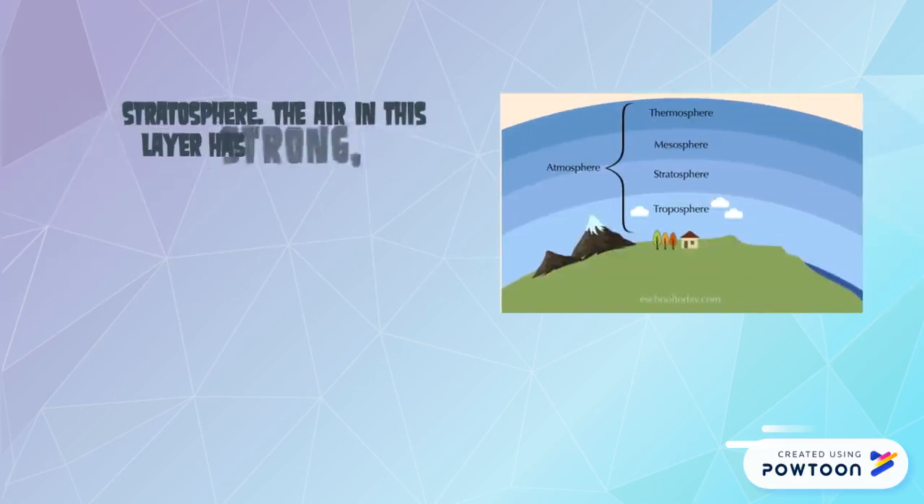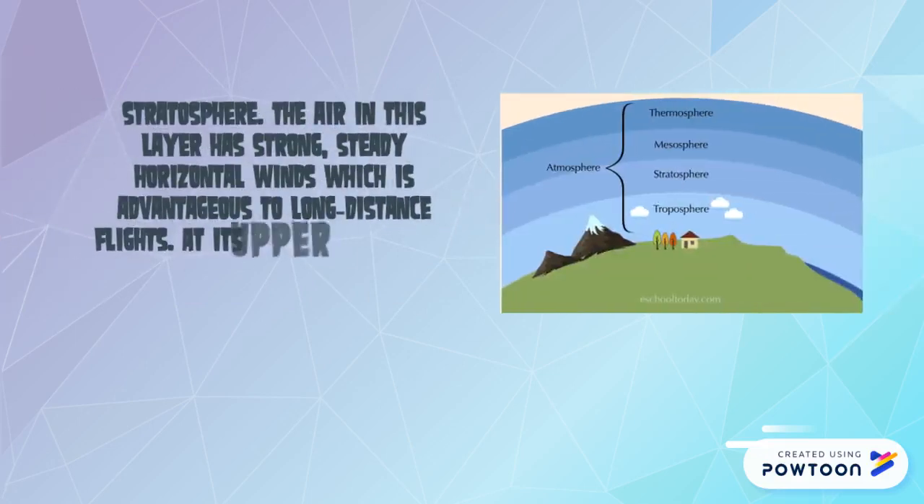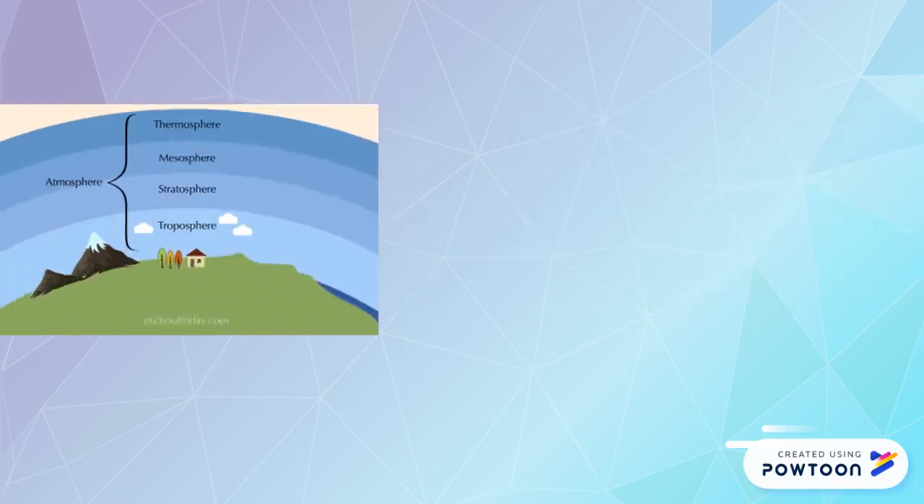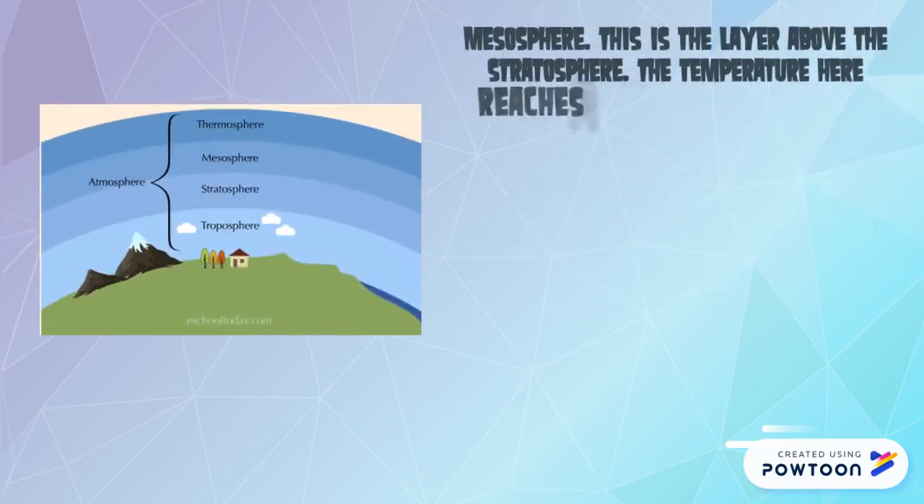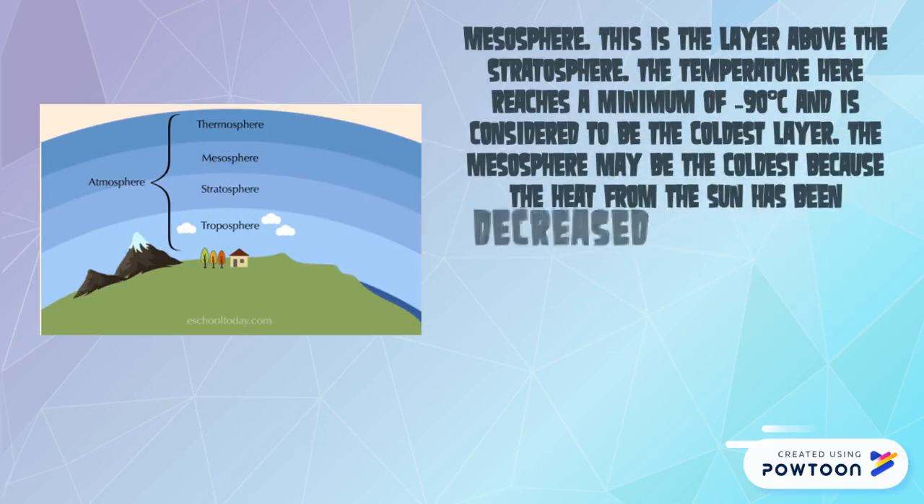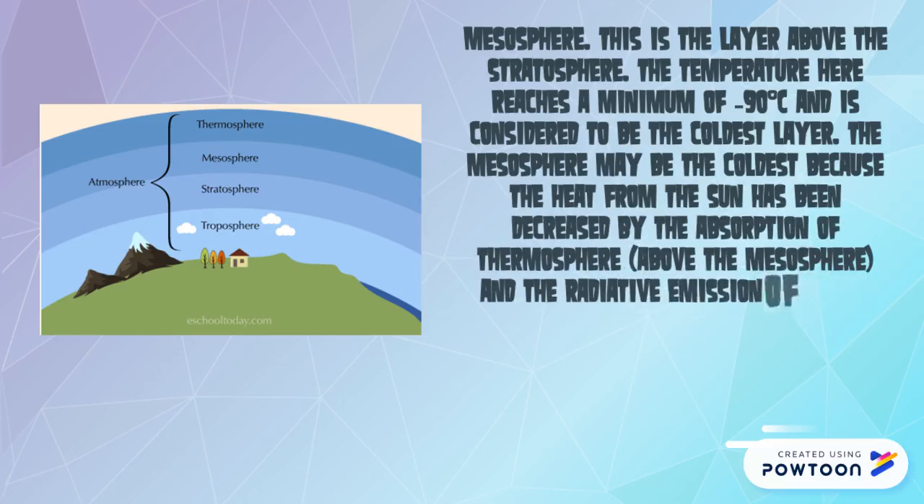Stratosphere. The air in this layer has strong, steady horizontal winds, which is advantageous to long-distance flights. At its upper region is the ozone layer, which contains a high concentration of ozone. Mesosphere. This is the layer above the stratosphere. The temperature here reaches a minimum of -90 degrees Celsius and is considered to be the coldest layer.